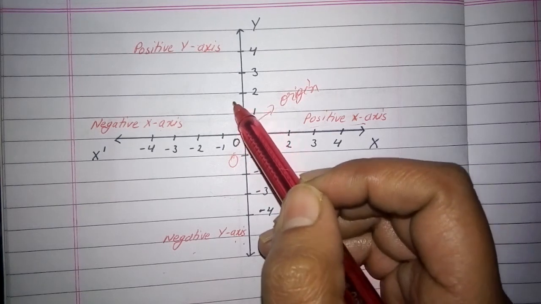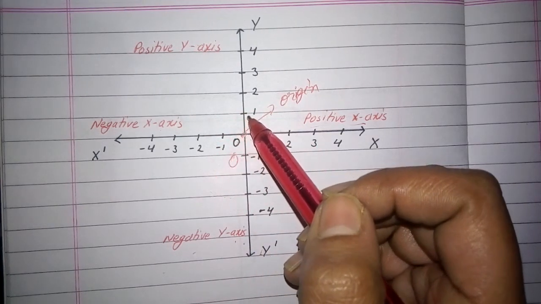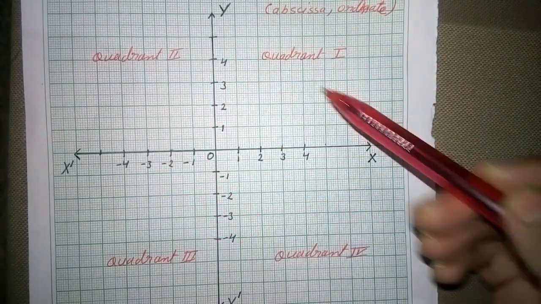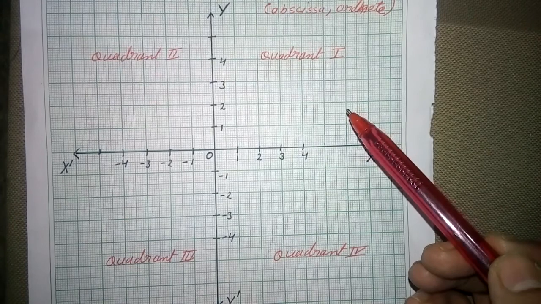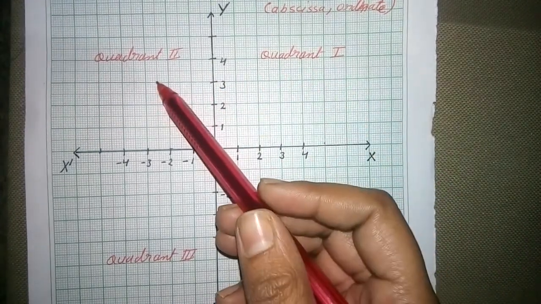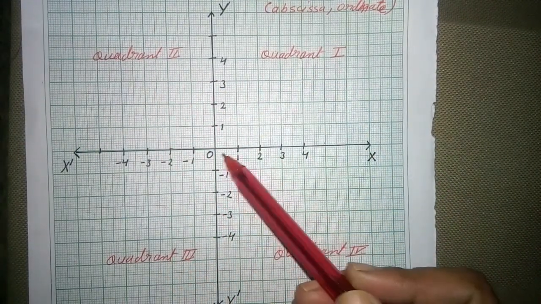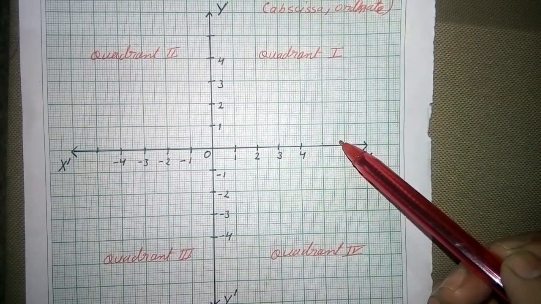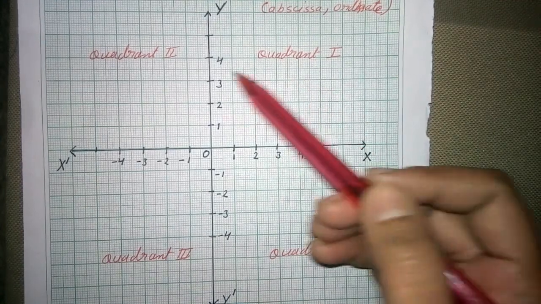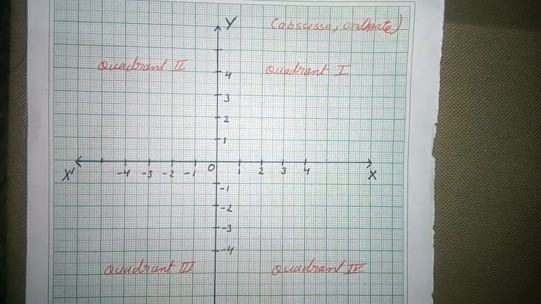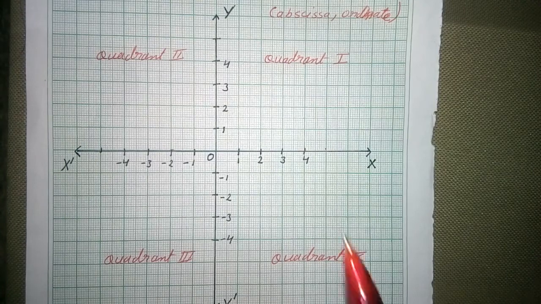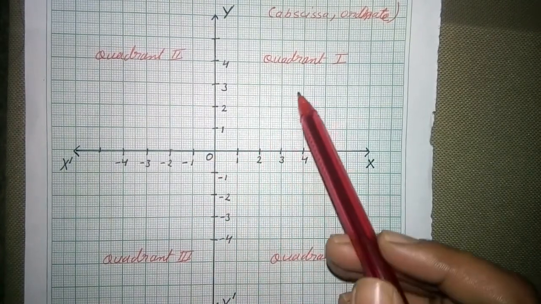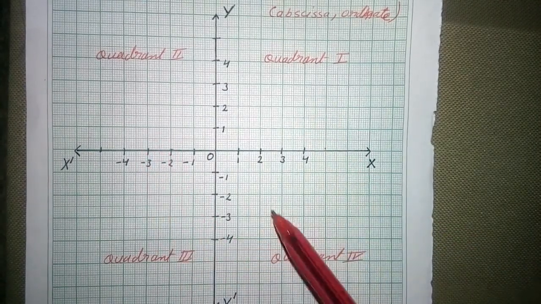Now I will explain this Cartesian plane on graph paper. Let's see it. This is the Cartesian plane on graph paper. There are a total of 4 quadrants: 1, 2, 3, 4, numbered anti-clockwise from OX. You know what anti-clockwise is. This is a Cartesian plane on graph paper with a total of 4 quadrants.